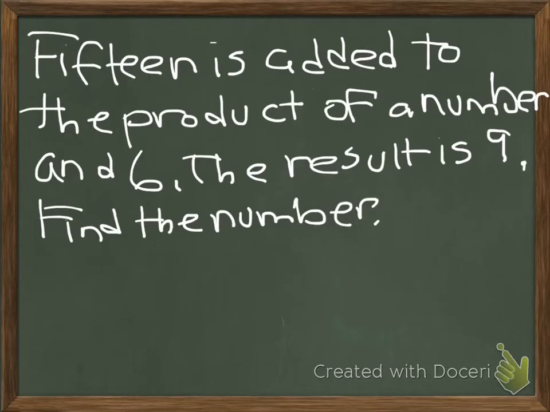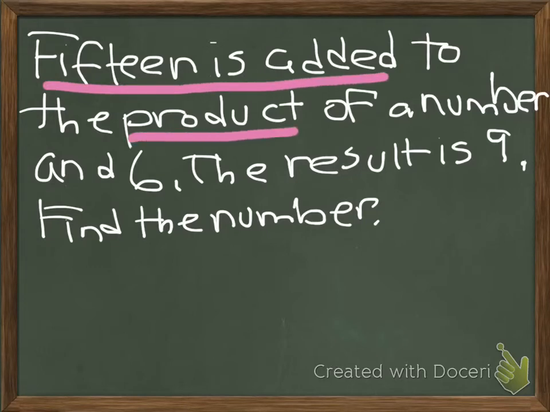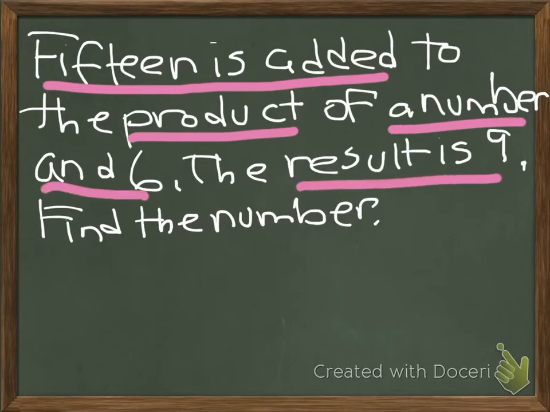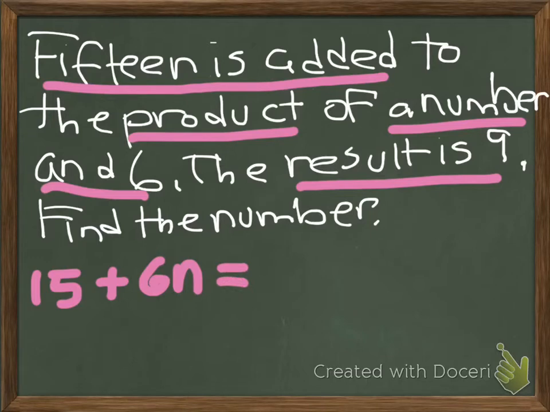The next one, we're also going to make this into an equation and solve. So we have to look for the key words. We have 15 is added to the product of a number and 6, and then the result is 9. So we want to take 15 plus, and then it says the product of a number and 6. So 6 times n. The result is 9, so it translates to equals 9.